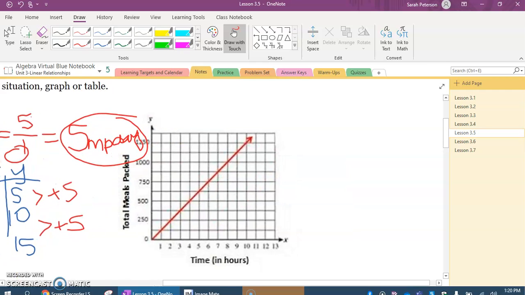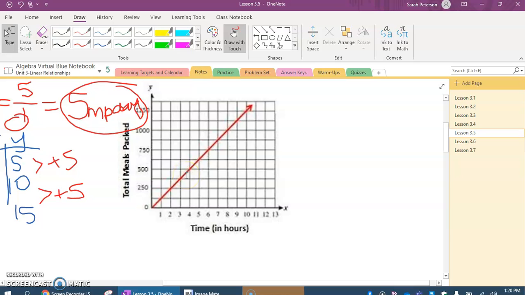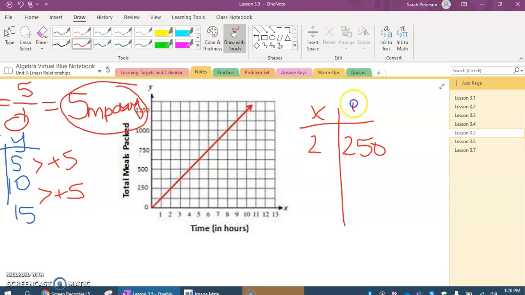Okay, let's look at another example. This one is similar. What I'm going to do is make a table of points. I can just choose any of these here. I want to choose ones that cross the grid lines nicely. So this is 250. This is an x coordinate. This is a y coordinate. And then I can also choose something like (4, 500). Two points is all I need. When I'm looking at graphs, there's also what we call rise over run.